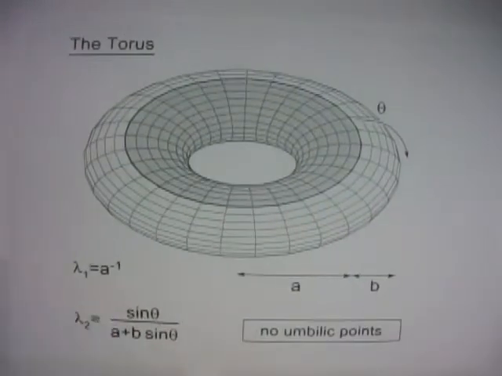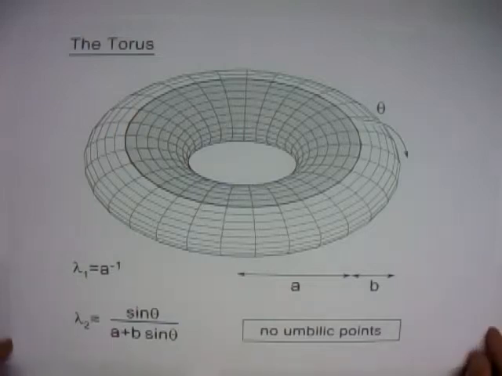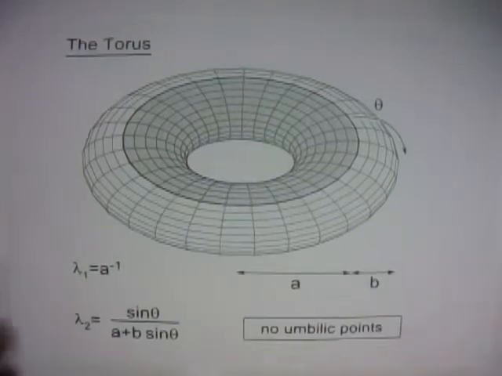And once again, if you take that and bend it around in a circle, you look at a torus, and you get no umbilic points. The curvatures are never equal to each other, and they're given there in terms of the angles in the torus. Okay, so what about isolated umbilic points?